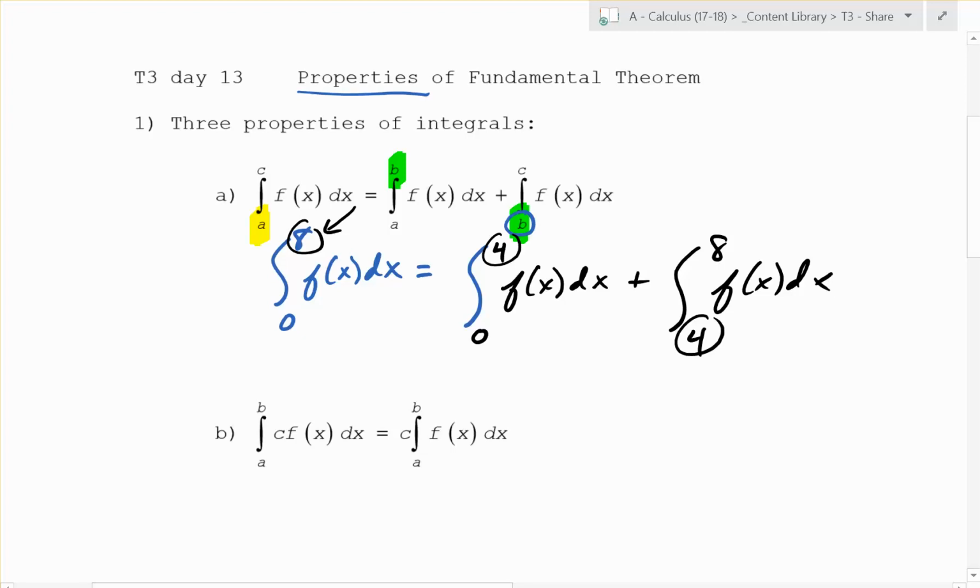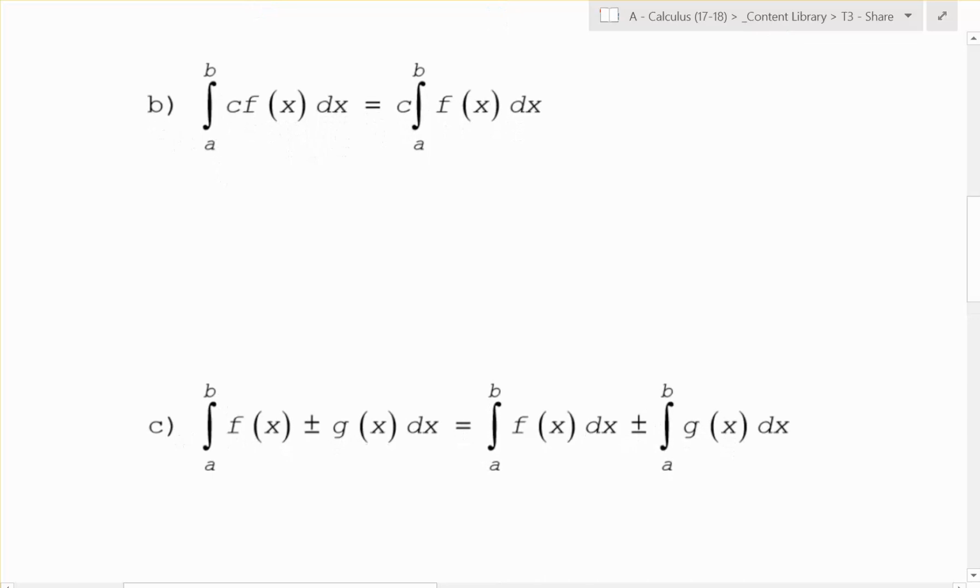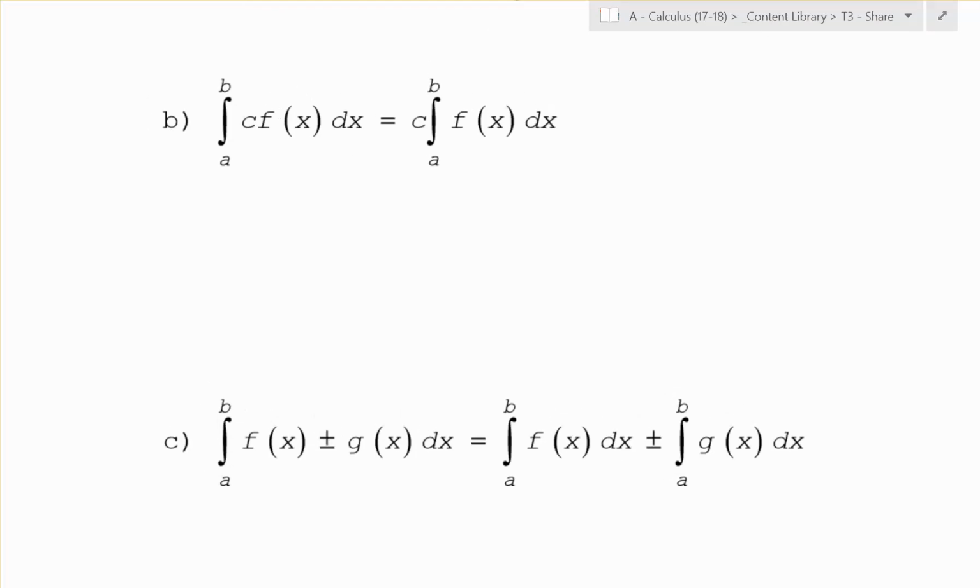Keep in mind though, this number does not have to be between them. This still holds. I could make it instead, let's say, 100. Still works. The next rule allows you to factor out a constant. So C is a constant, meaning it is just a number like 7 or 8 or 12.